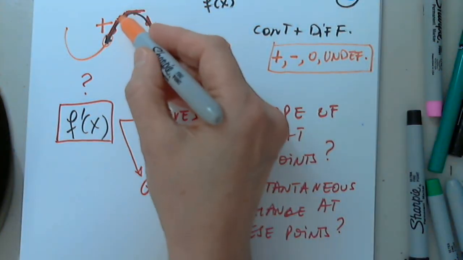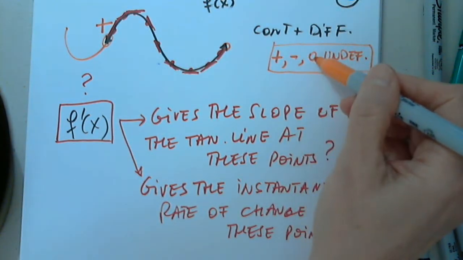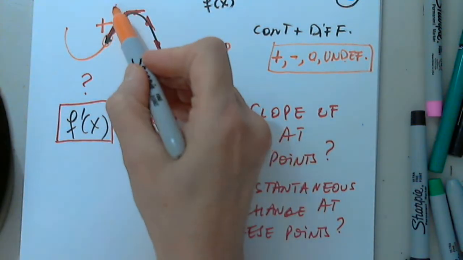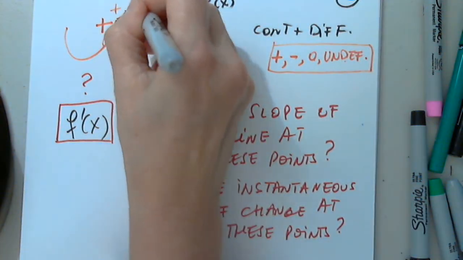What is the slope of this line? I just need positive, negative, zero, or undefined. Still positive. Excellent. Very good. What about the slope of this line?